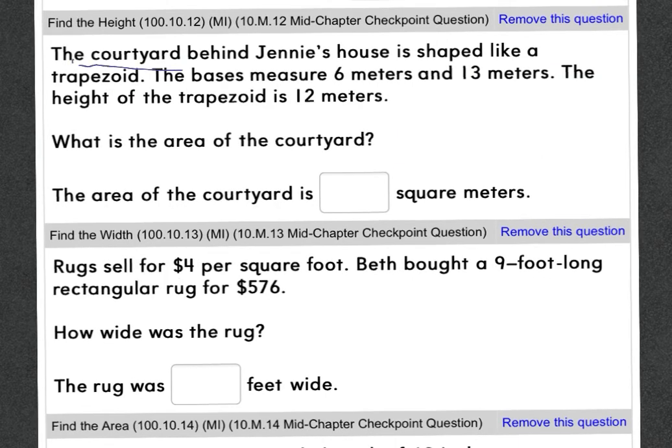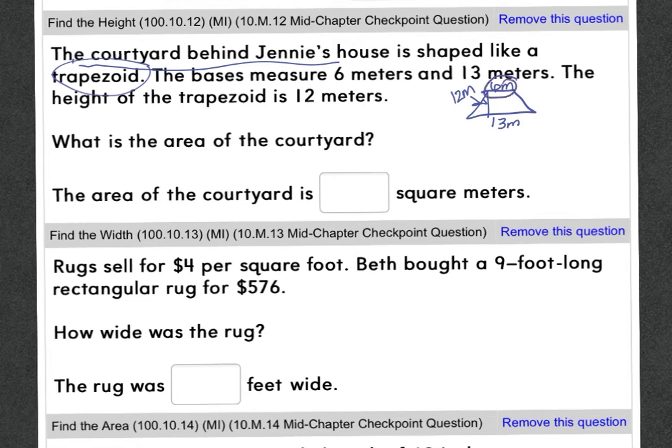All right, the courtyard behind Jenny's house is shaped like a trapezoid. So here's my trapezoid. The bases measure 6 meters and 13 meters. So this one is 6 meters. This one is 13 meters. The height of the trapezoid is 12 meters. So there's my height with 12 meters. What is the area of the courtyard?